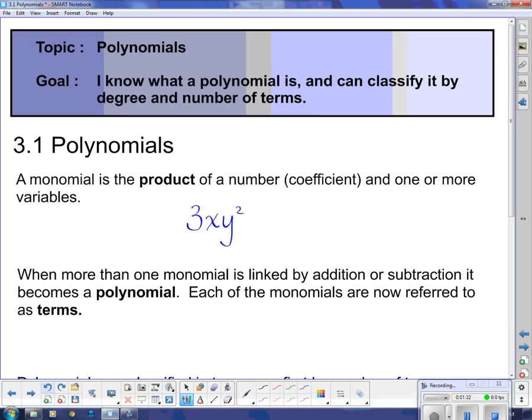Now, when more than one monomial is linked by addition or subtraction, it becomes a polynomial, and each of the monomials are now actually called terms. So I could have a constant, and if I link it by addition or subtraction to some other monomial, this is now a polynomial, and I could add more on there. I could have 30y squared z. This is still a polynomial, and the individual terms here are: 3 is an individual term, 2x is an individual term, and 30y squared z is an individual term. We know those are terms and not just part of a monomial because of the addition and subtraction in there. For it to be part of the monomial, they have to be linked by multiplication. So once you get addition and subtraction in there, we know we're entering into polynomial territory.